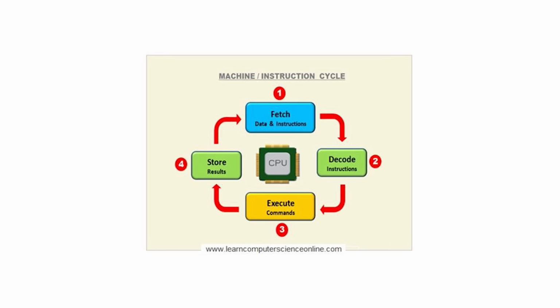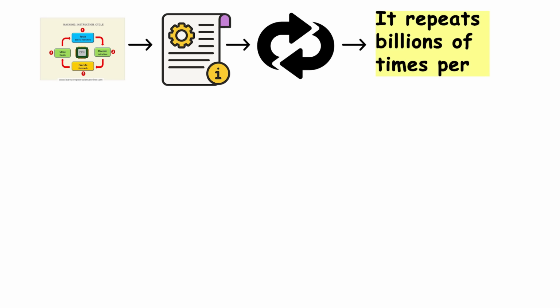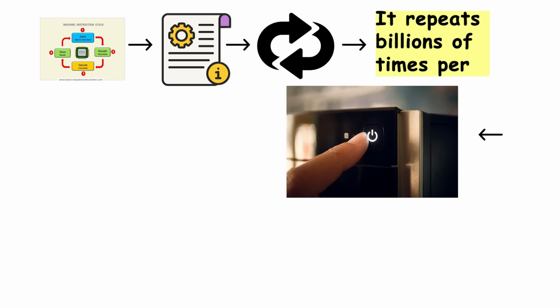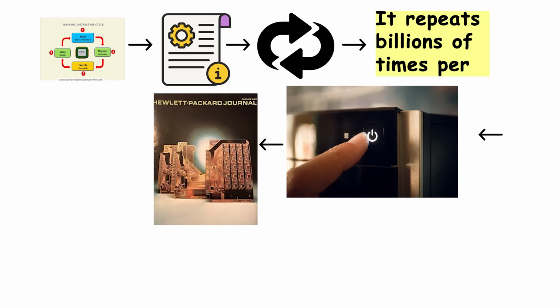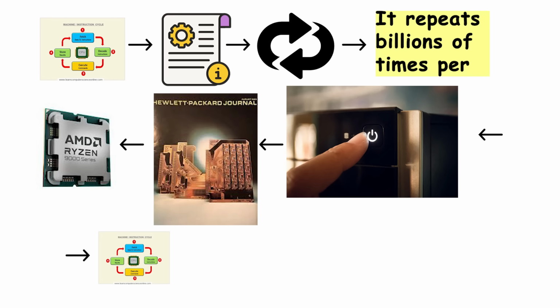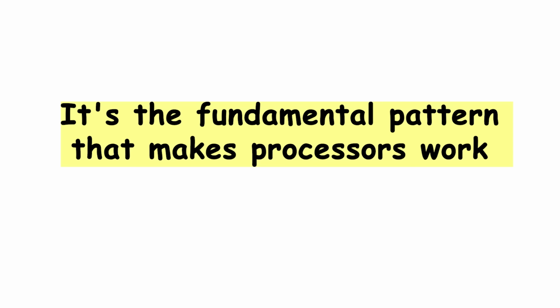This 3-step cycle is how CPUs actually process instructions, and it repeats billions of times per second from the moment you turn on your computer until you shut it off. Every CPU, whether it's from 1983 or 2025, uses this exact same cycle. It's the fundamental pattern that makes processors work. Here's how it breaks down.